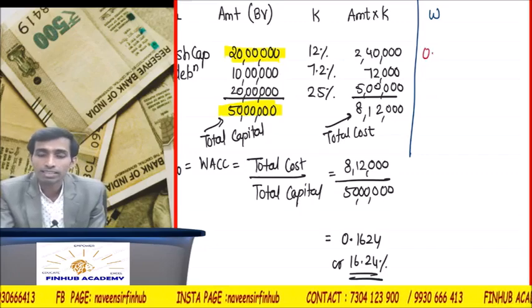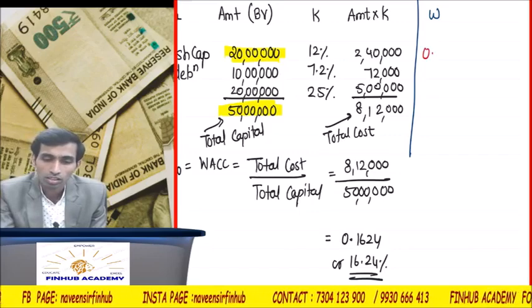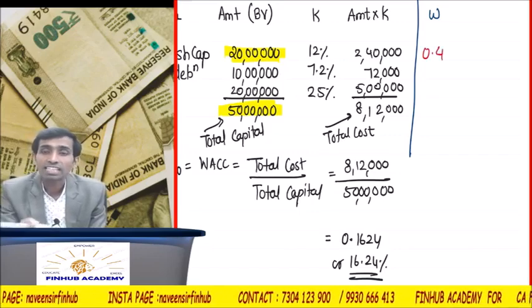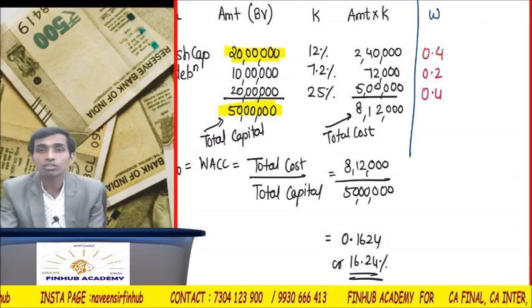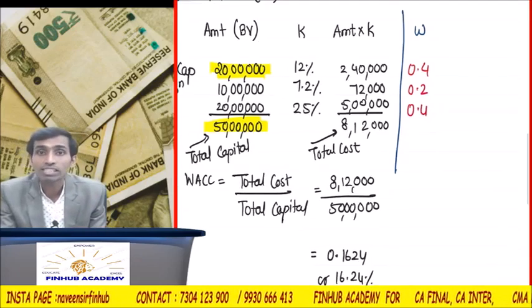20 divided by 50 is 0.4. And 10 divided by 50 is 0.2. Again, this is 0.4. So these are the weights. Listen carefully, these are the weights.